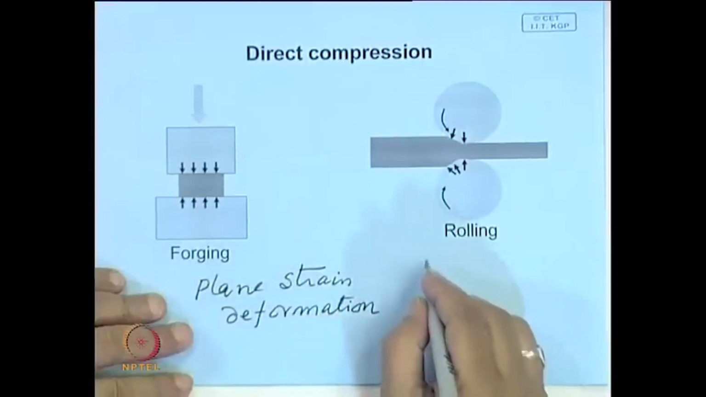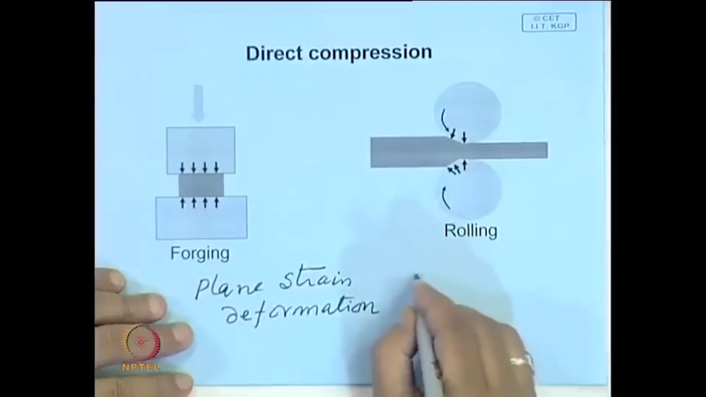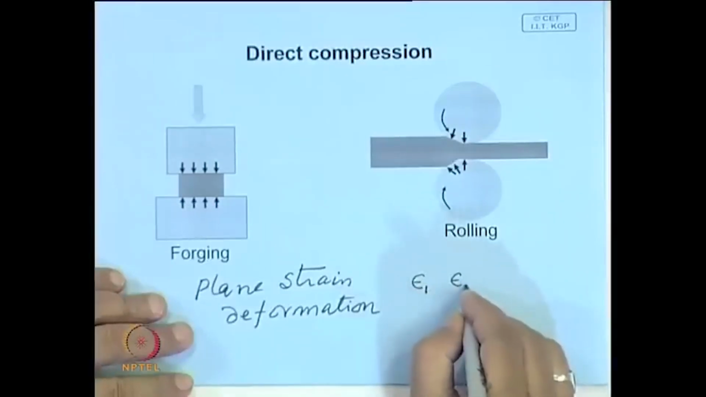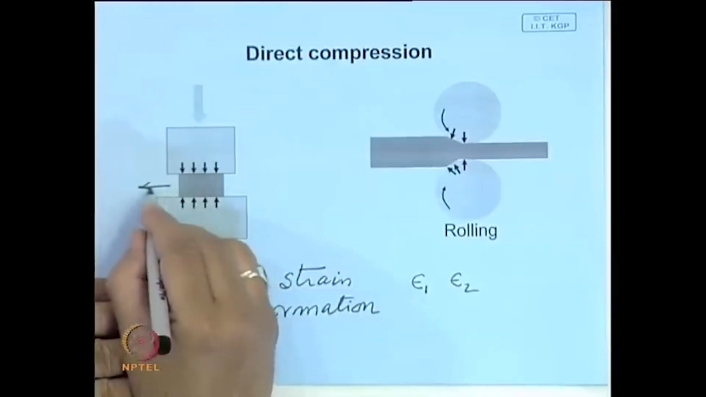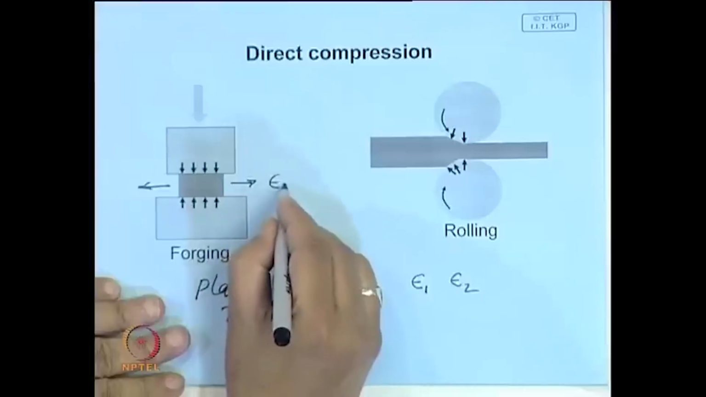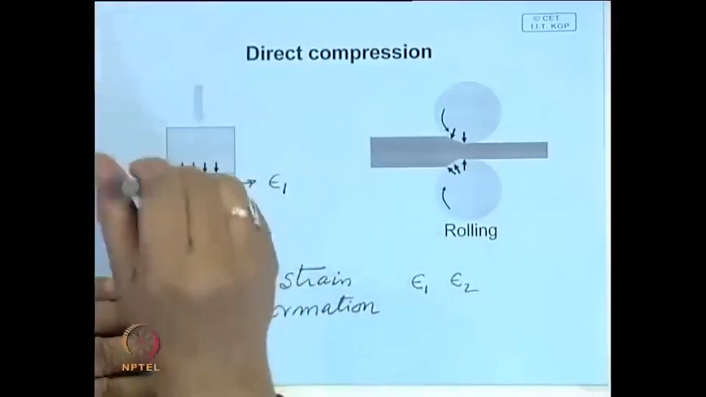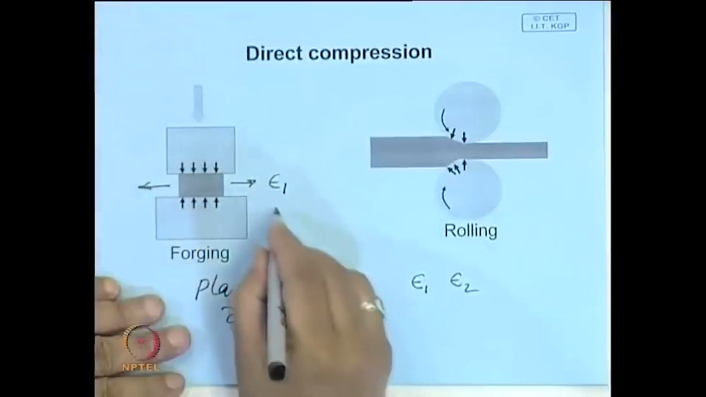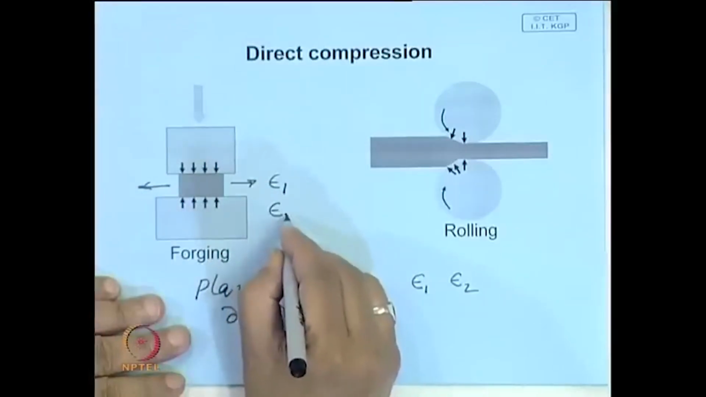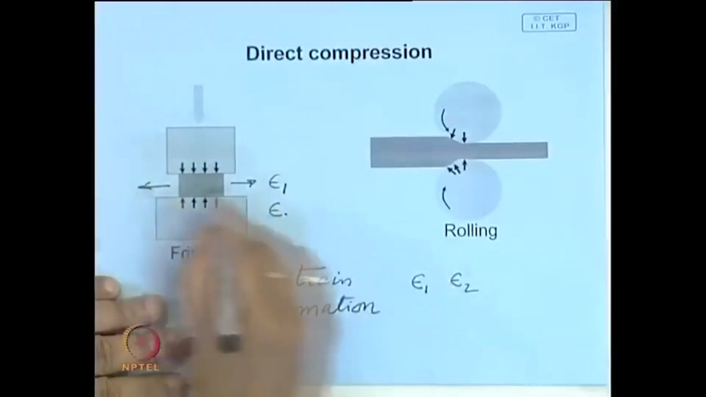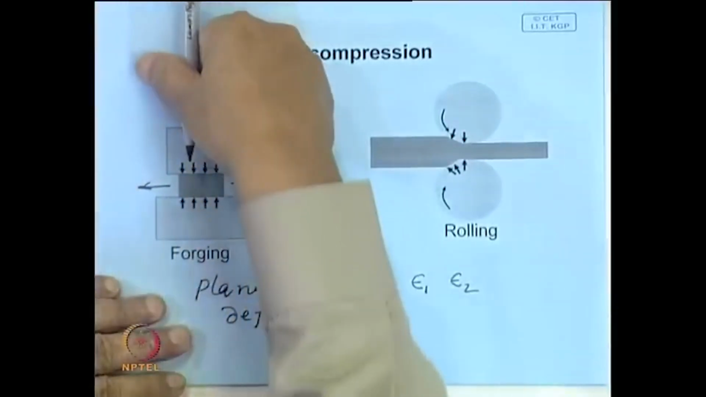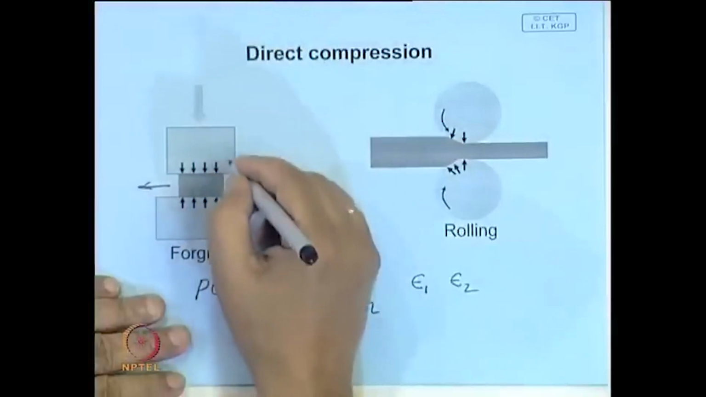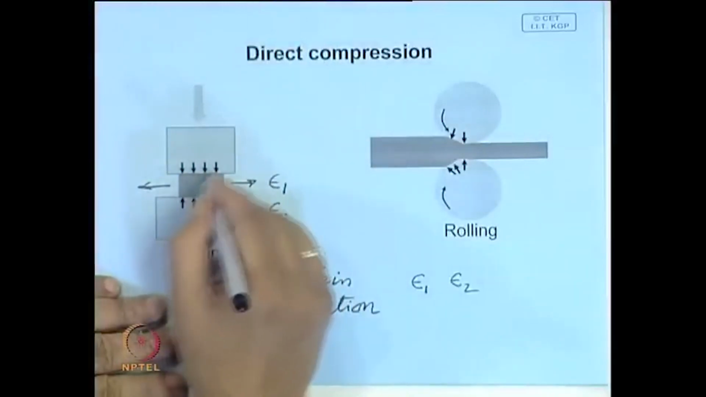So, we have three principal strain axes. If you have only epsilon 1 and epsilon 2, one direction is, let us say, epsilon 1, and the direction perpendicular to the plane is epsilon 2. So, these two exist: one is this direction, and it elongates in this direction.